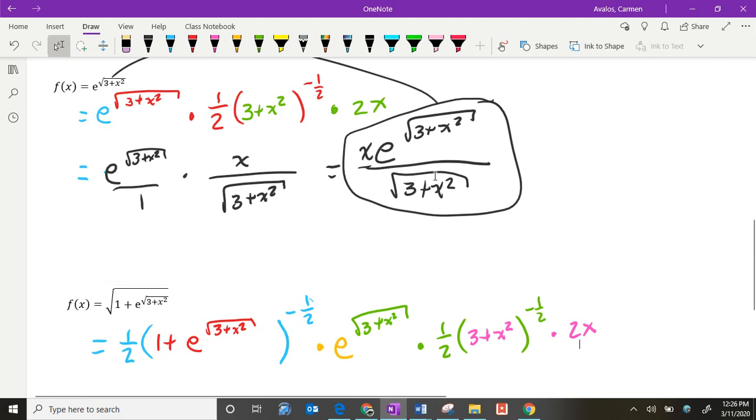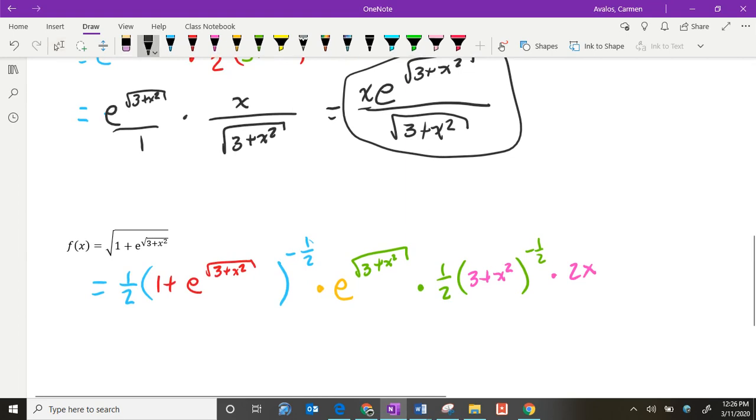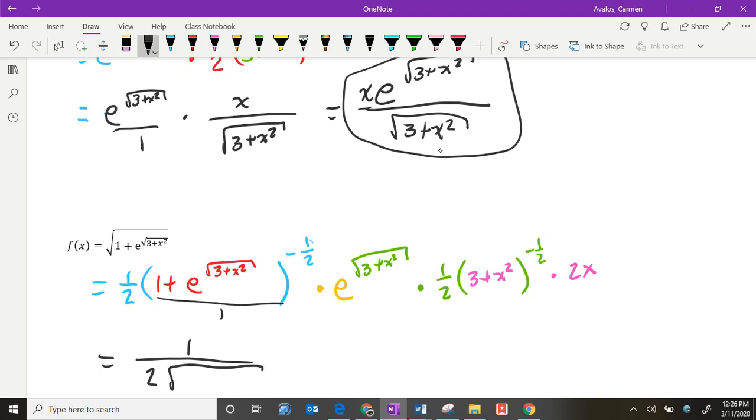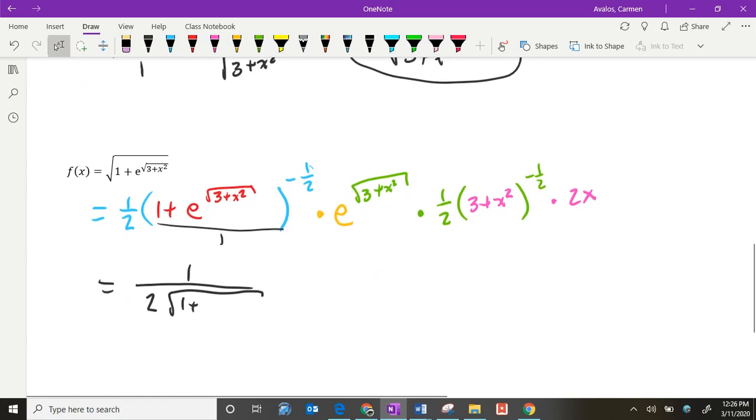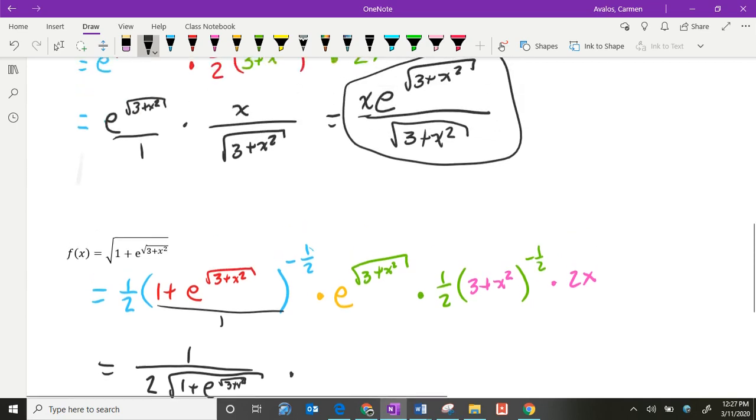And now that looks really crazy. But I already know that from here on is this. So I'm just going to change that. And I am going to say that this here is over 1, and this is 1/2. So I know I'm going to get 1 over 2, and then that's going to be the square root of 1 plus e to the square root of 3 plus x squared. So that's this part right there times this whole thing, which really is this.